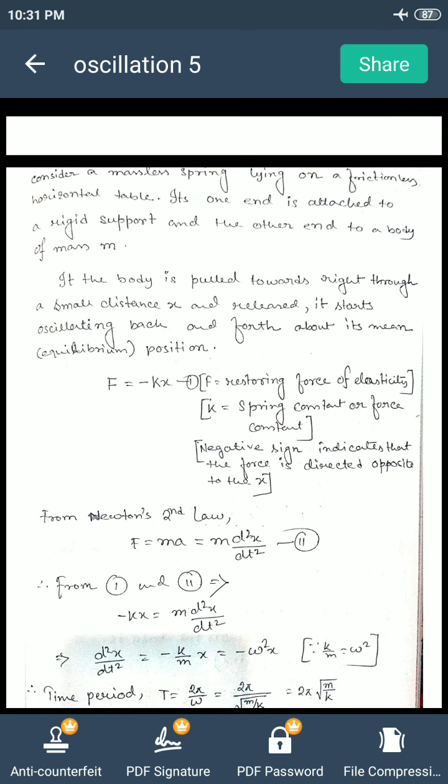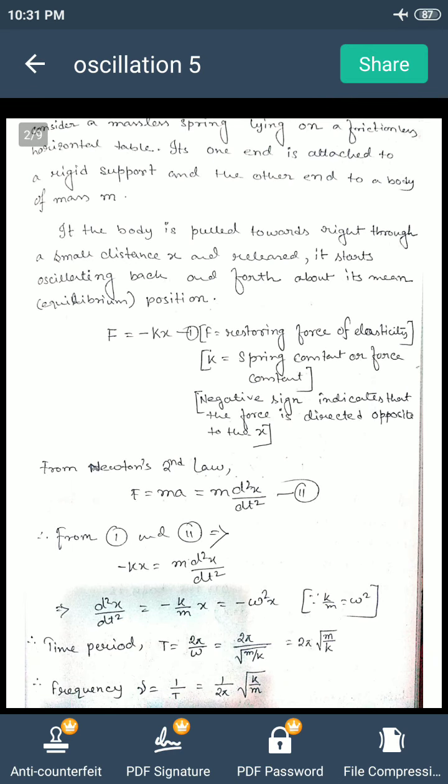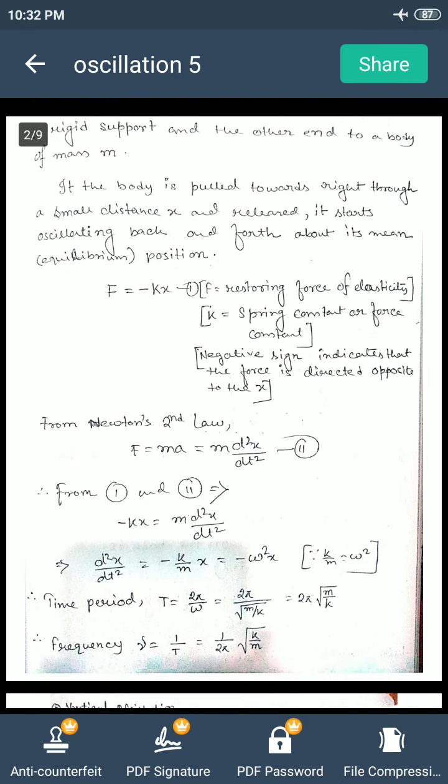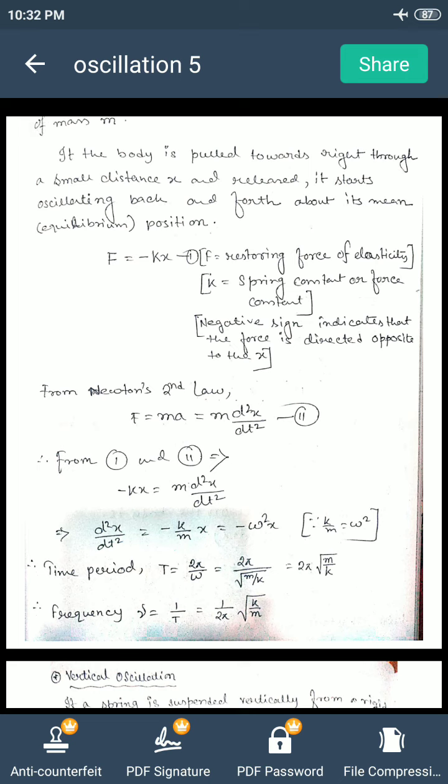Here F is the restoring force of elasticity and k is the spring constant or force constant, and the negative sign indicates that the force is directed opposite to x. Now from Newton's second law, we know that F = ma. In differential form, a can be written as d²x/dt², the second derivative of displacement. Equations 1 and 2 are both equations of force, so we can write -kx = m d²x/dt².